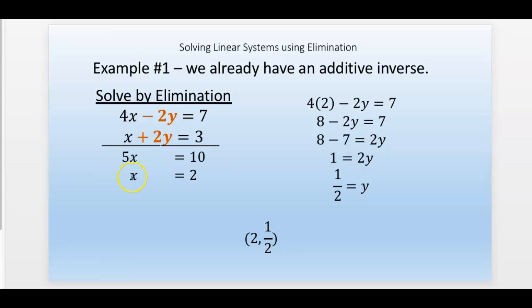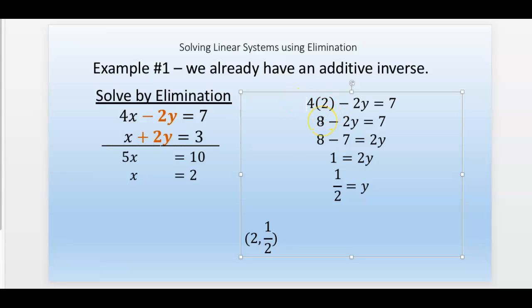Then I just plug x equals 2 back into the original equation. This top equation right here, I rewrote it right there. This says 4x, but we know x is 2, minus 2y equals 7. That's this top equation. I just rewrote it. Then multiplied.